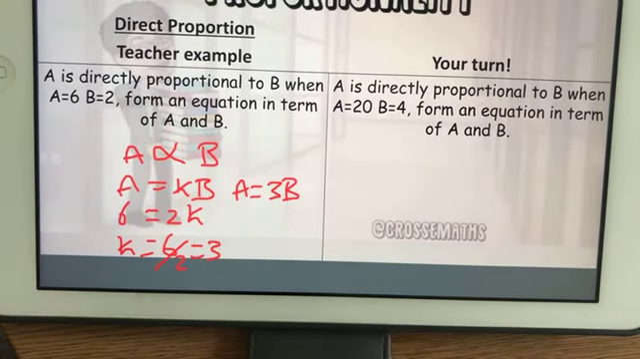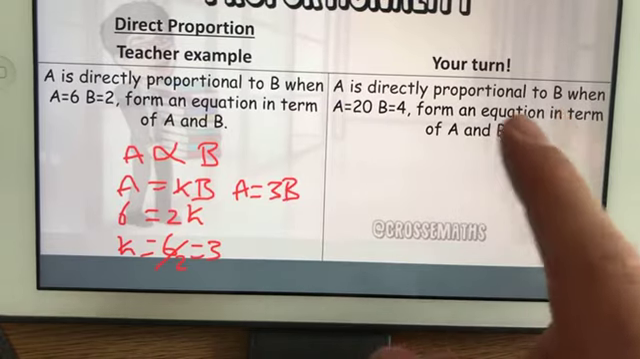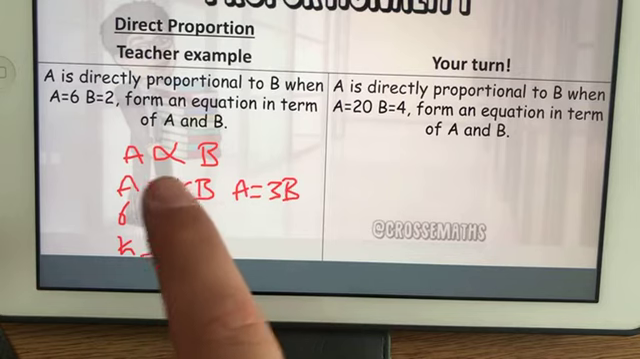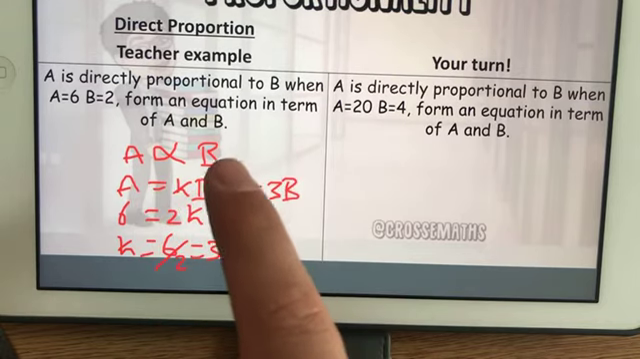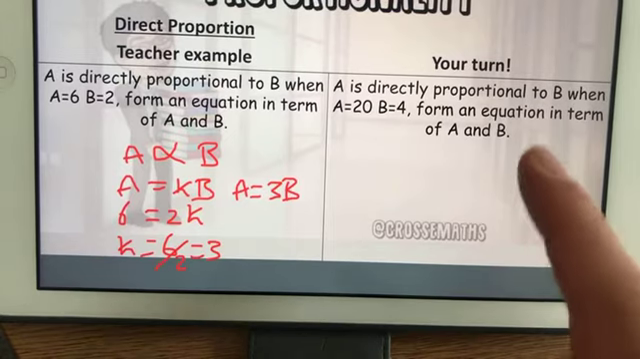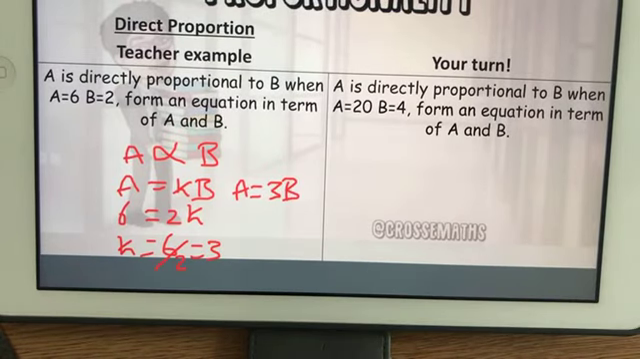Right, guys, so I'll give you 1 minute. Can you get this one over here done, please? Similar format. All you're doing is you're forming this equation. So you start with this. They're directly proportional, so you don't need to do anything special. A equals KB. I'll give you 1 minute, guys. Try and form an equation in terms of A and B for this question here.